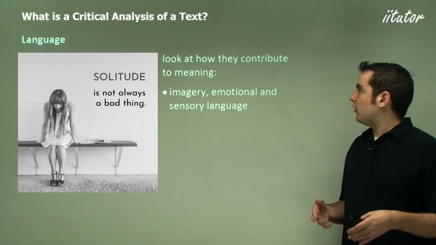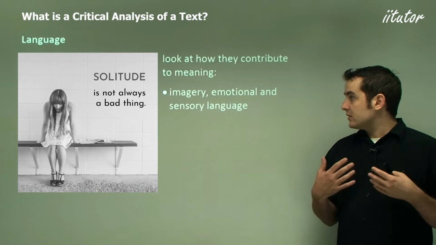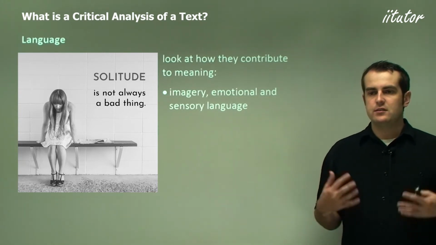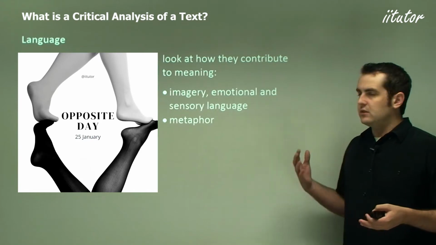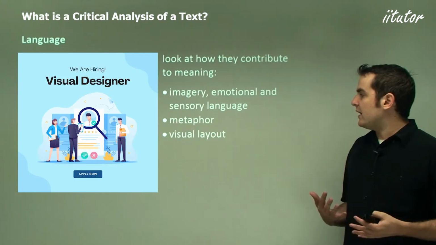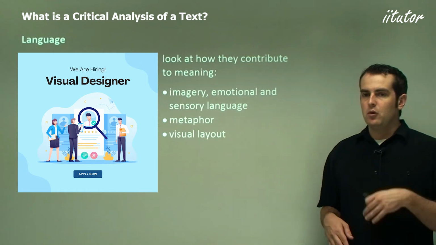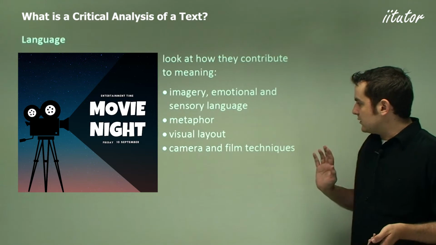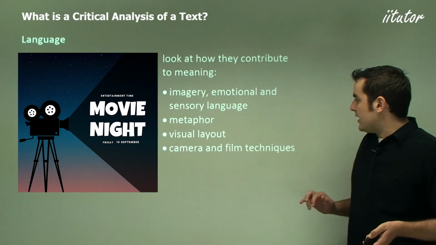Some of the things to look for are emotional imagery, sensory language, all those sorts of things. Language which creates a sense of mood and atmosphere. Metaphor is another one, especially as one of those really interpretive ones. Visual layout, and particularly if you're looking at a film or a visual text, this is a particularly important one. Camera and film techniques, the same again with visual layout.